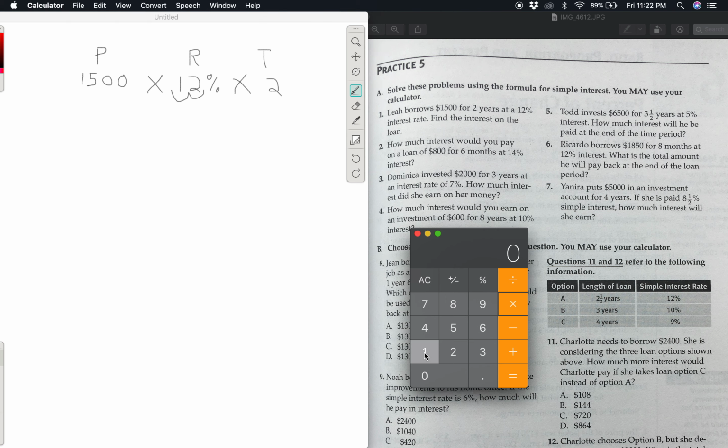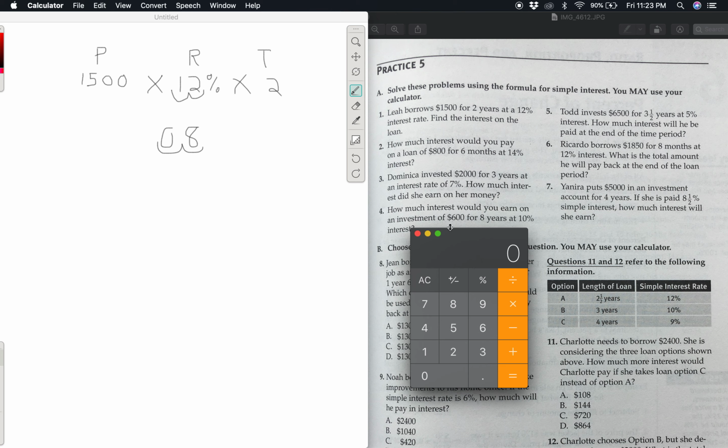Okay, so 1500 times 0.12. And by the way, it's always two spaces. If this was a 9 or an 8, you would move it twice as well, and then just add a 0. So we did 1500 times 0.12 times 2 years. Let's clear that, because something went wrong. 1500 times 0.12 times 2 equals 360. So 360 is the answer for number one.